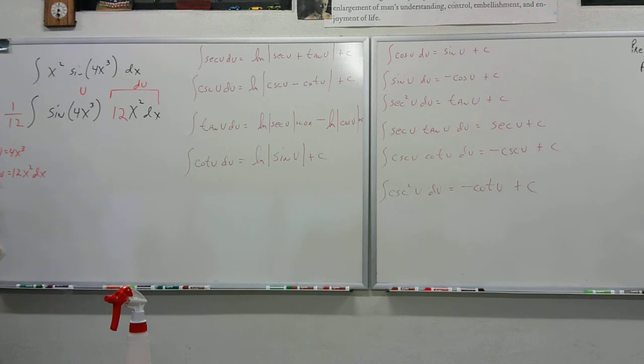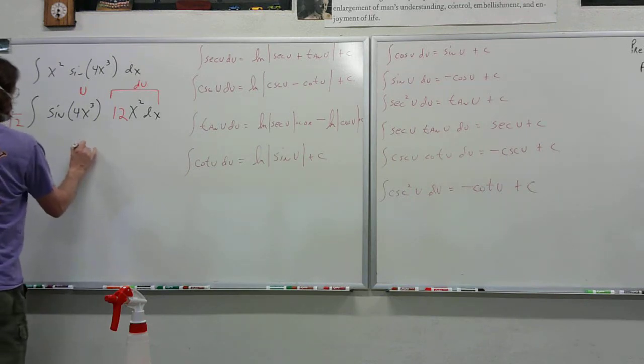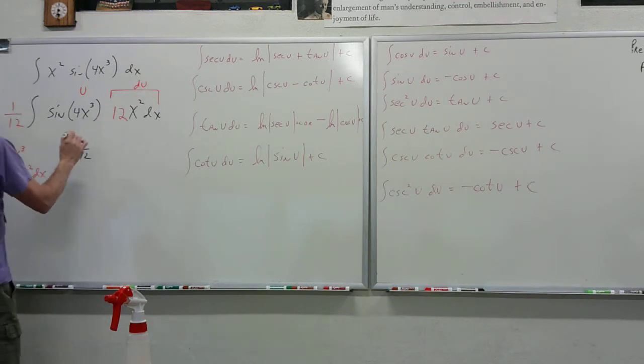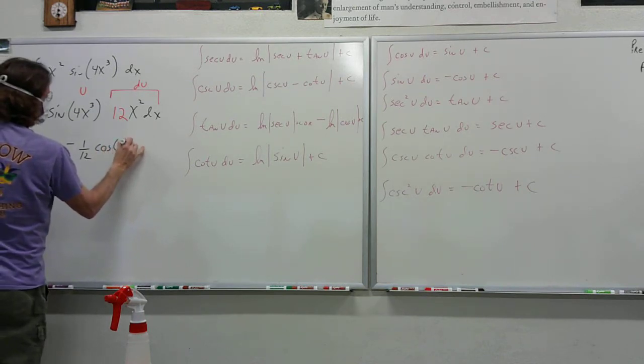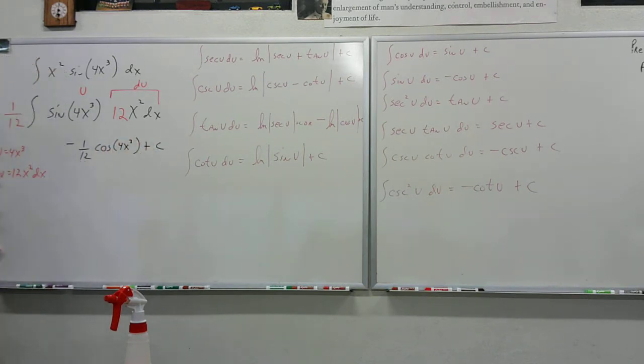And I have the rule. So all I have to do is apply the second rule over there. And I get 1/12 negative cosine 4x cubed plus c. And that's what you hope happens. That's what you want to happen.